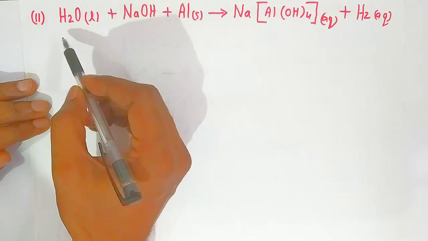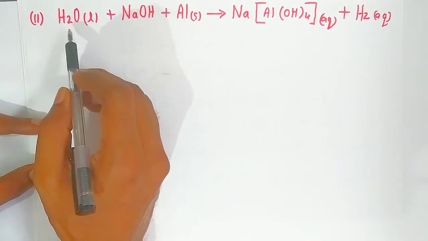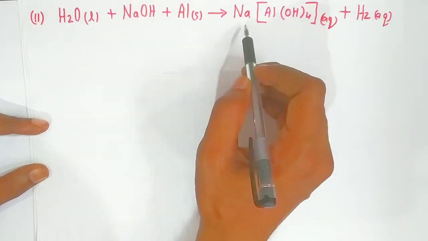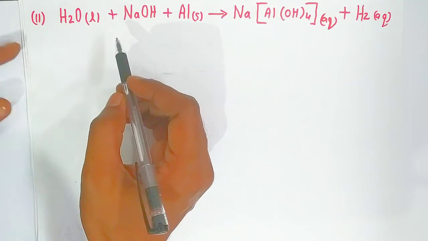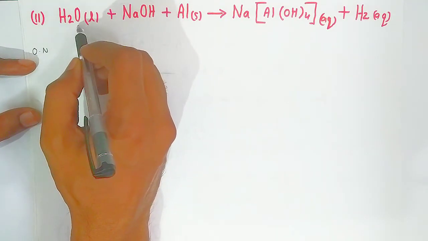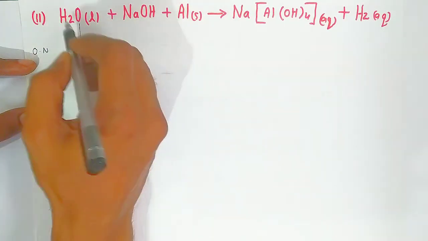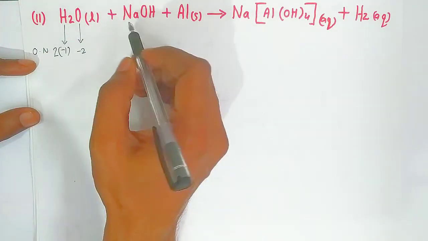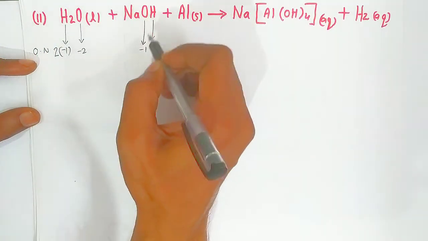Okay students, now we are going to see the second reaction, balancing the redox equation. Water reacts with NaOH and aluminum, it gives the sodium aluminum complex and forms hydrogen gas. Now again we are going to write the oxidation numbers of all. The oxidation number of oxygen in water is -2, and hydrogen is +1 each, because there are 2 atoms.